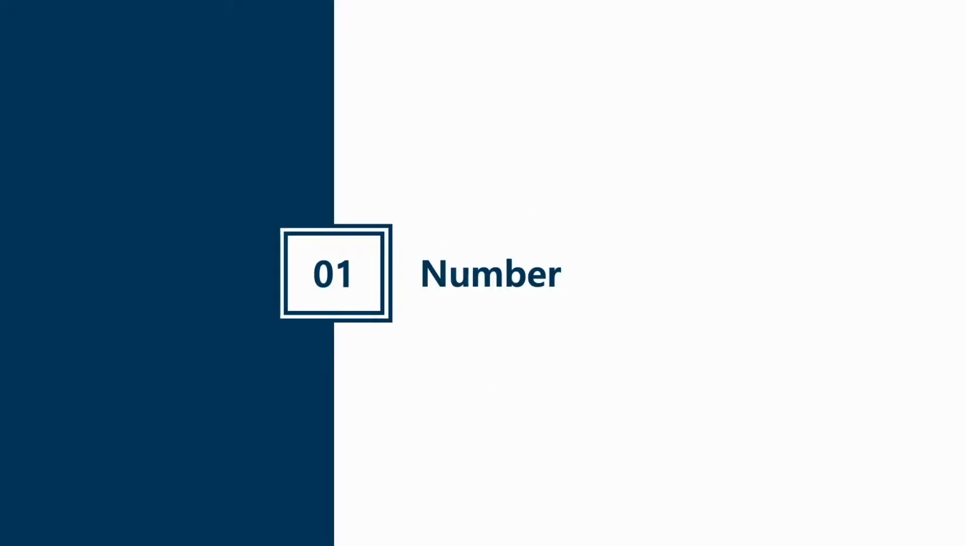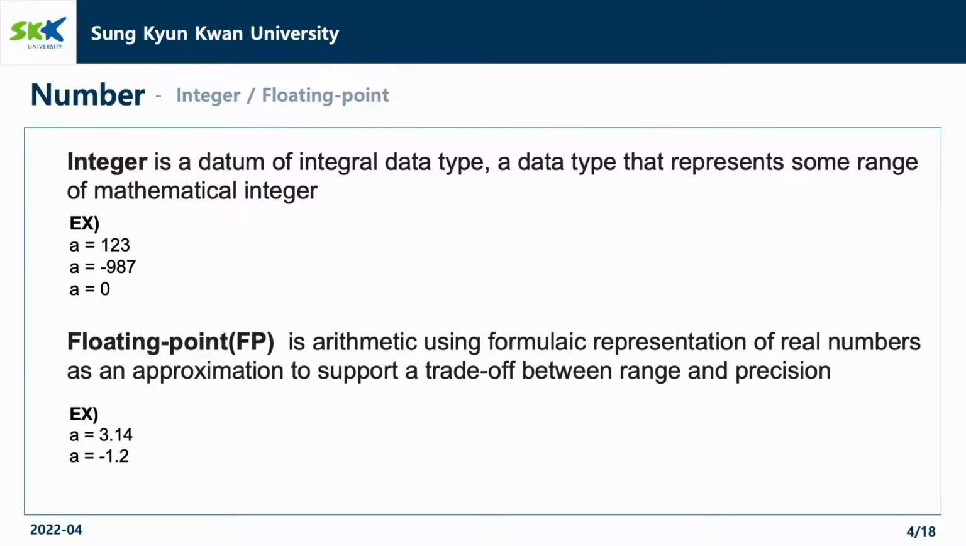First, let's talk about data types for representing numbers. In Python, there are two kinds of number data type. First is integer. An integer is a datum of integral data type that represents some range of mathematical integers. In this example, you can store a positive integer, a negative integer, and 0 to a.